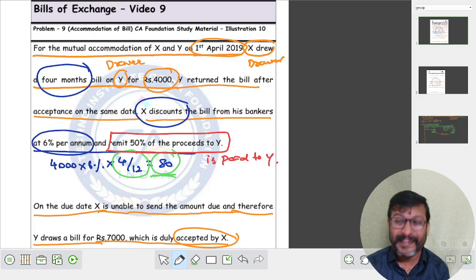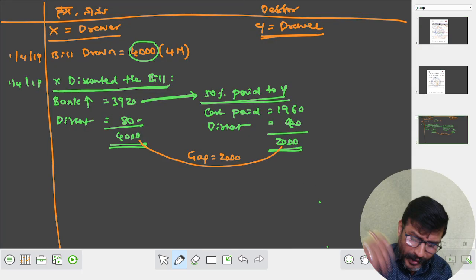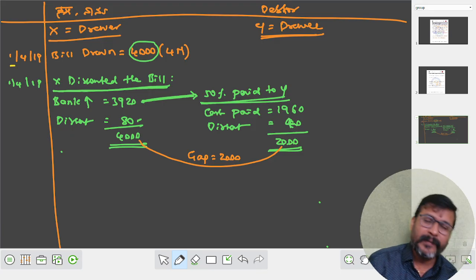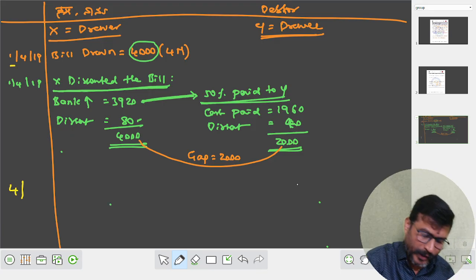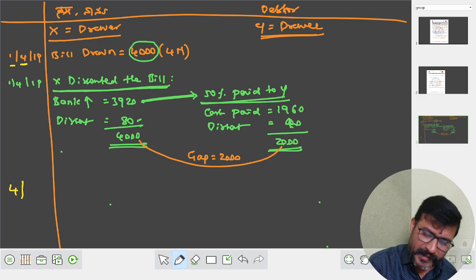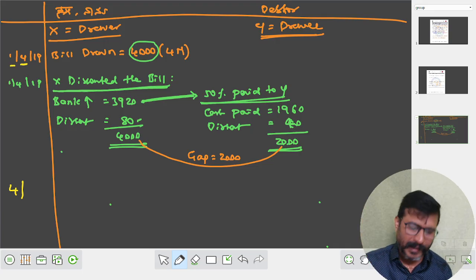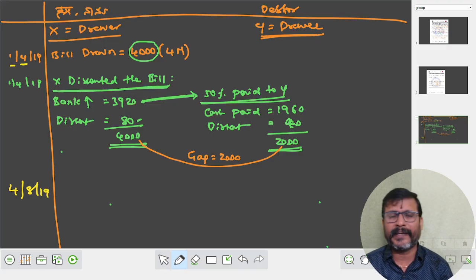Who accepted? X accepted. On what date? On due date, my dear children. How to work out a due date? 1st April, 1st, 3 grace days, 4th. ये तो अप्रैल है, अप्रैल से 4 महीने, मई, जून, जुलाई, अगस्त. That comes 4th August 2019.